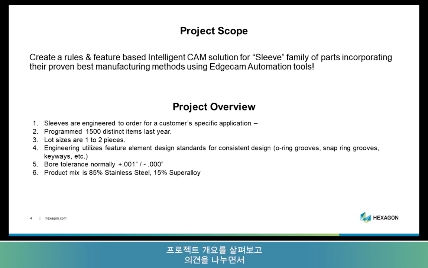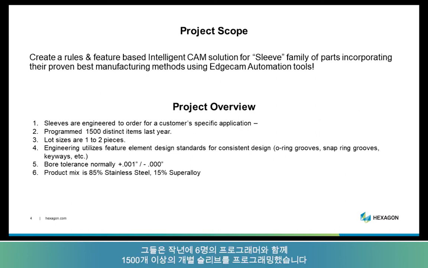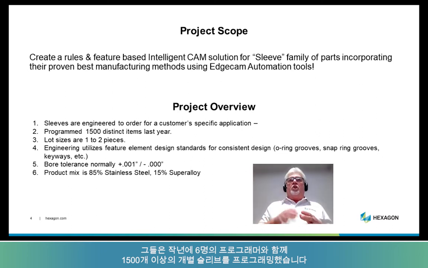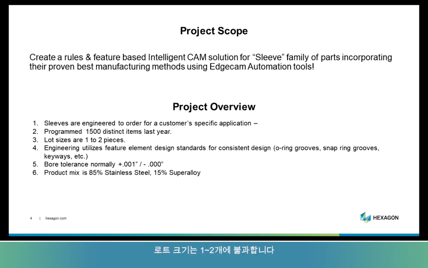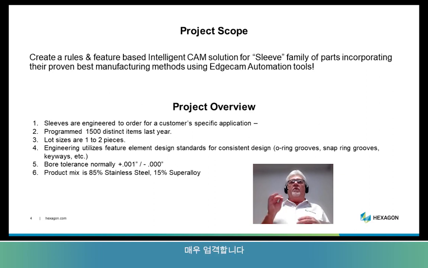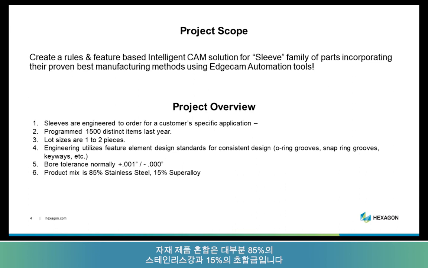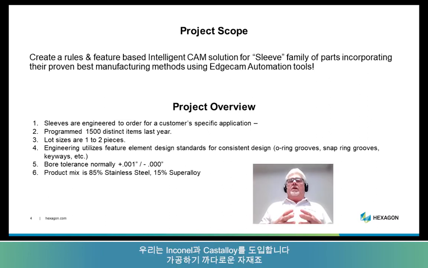When we talk about their overview and some of the notes that we take, we found out that every sleeve is custom ordered. There are no stock sleeves. They programmed over 1,500 distinct sleeves last year with 6 programmers. You do the math. Their lot sizes are just 1 to 2 pieces. Their bearing bore diameters and tolerancing is plus 1,000s minus 0. Very, very tight. The material product mix is pretty much 85% stainless steel and 15% super alloy. So we're introducing Inconel and Castalloy, some nasty material to machine.